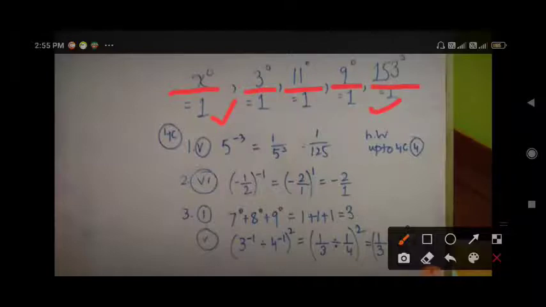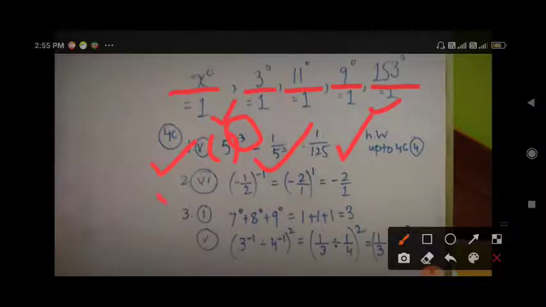Now chapter 4c, question number 15. 5 to the power minus 3. Here this minus 3 indicates you that you have to change the base into its reciprocal form. So we get 1 by 5 cube, and 1 by 5 cube means 1 by 125.